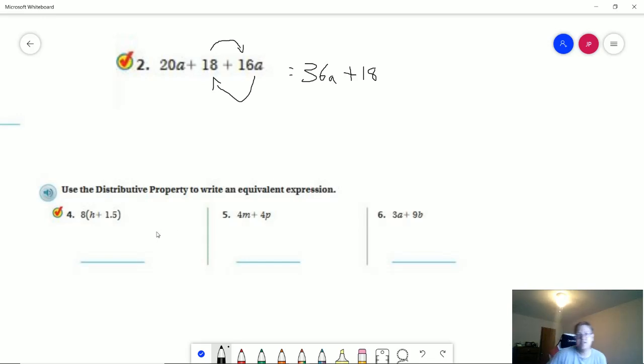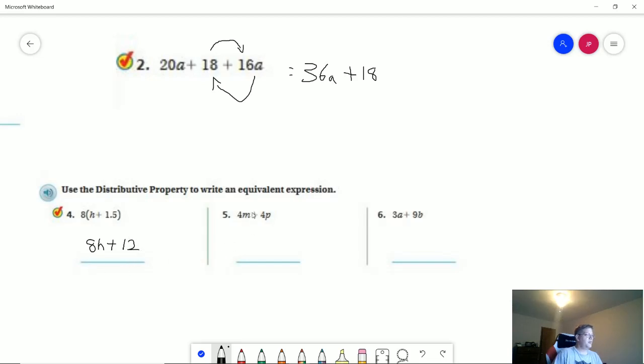Another way would be using the distributive property, and we're going to do that in two different ways. The first way is given in this first example, where we already have used the distributive property. We're going to multiply this by 8, and then multiply this part by 8 to get our expression that would look kind of like what we would have in 5 and 6. What we would end up with here is 8h plus, and then the answer to this should be 12.